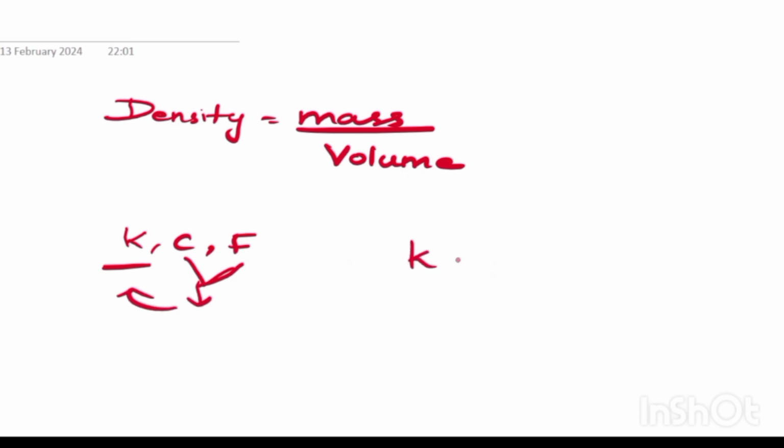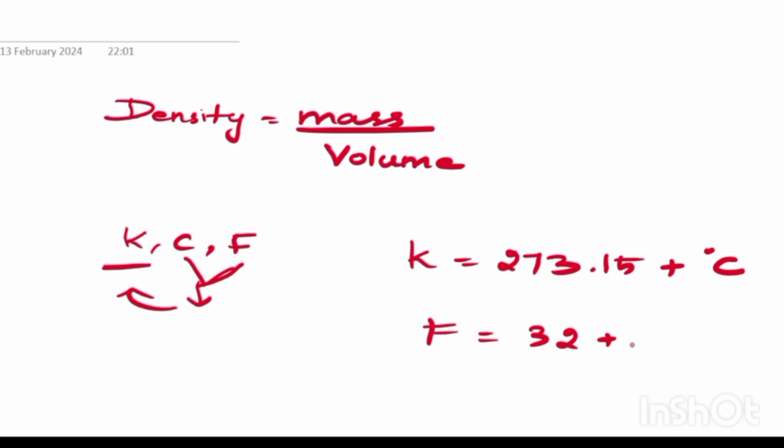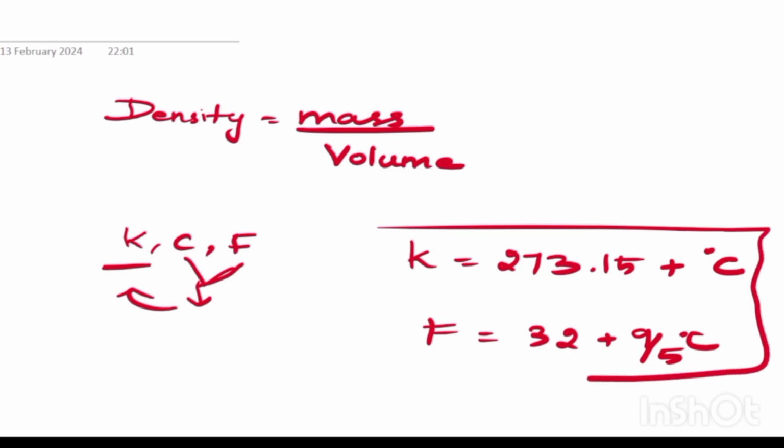So Kelvin is equal to 273.15 plus degrees Celsius. Okay, and Fahrenheit is equal to 32 plus 9 by 5 degrees Celsius. So this is the formula to interchange Kelvin, Fahrenheit and Celsius.